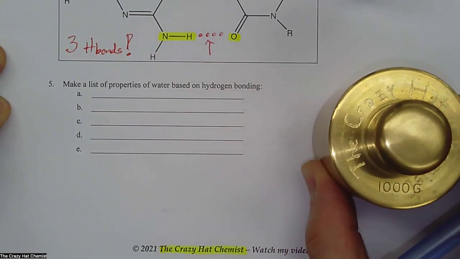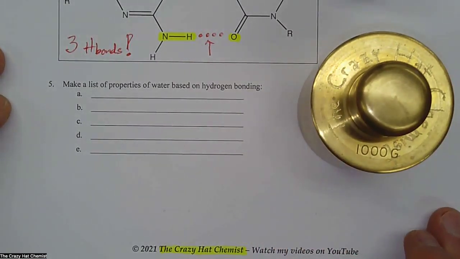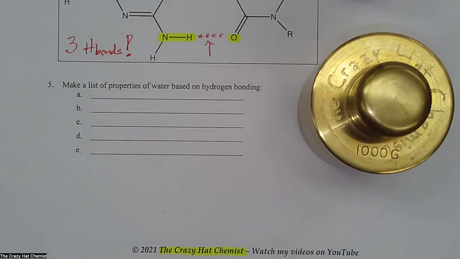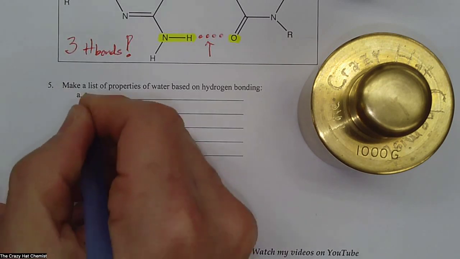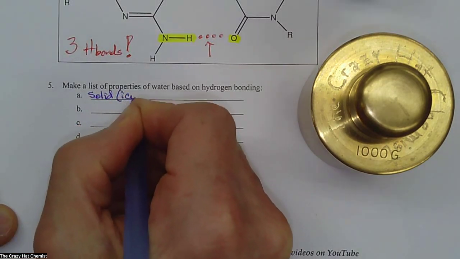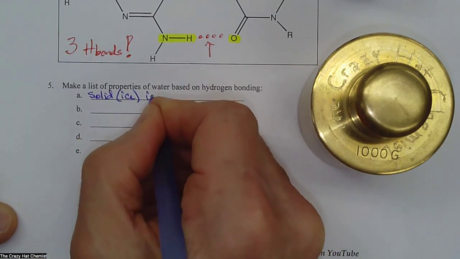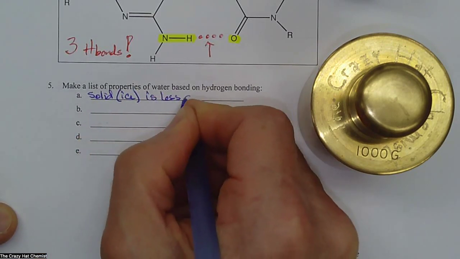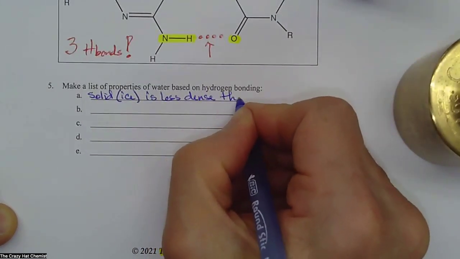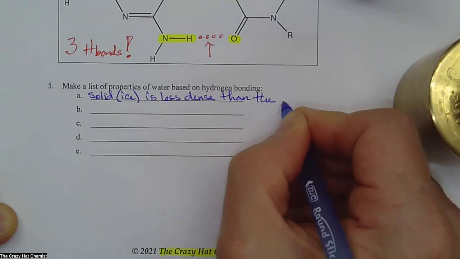So let's move this on over here and let's see what we can do now. We're going to make a list of properties of water based on hydrogen bonding. There are many. This is a partial list. This is not a complete list, but this is a partial list. Okay. So the solid, and that is ice for water, is less dense than the liquid.